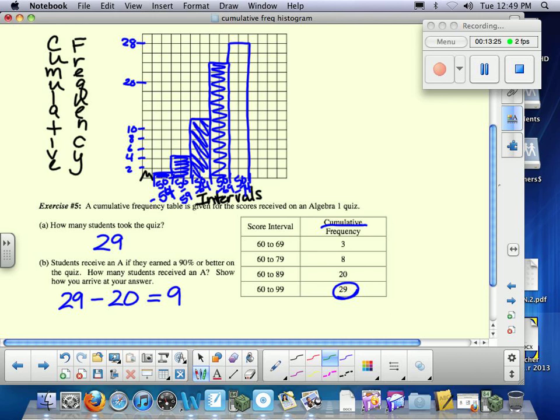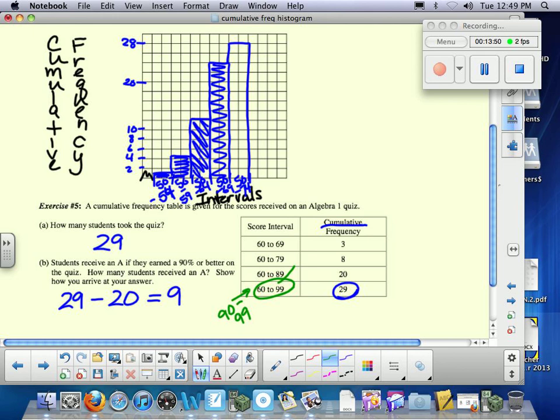So in other words, this interval stopped at 89, which means this interval is the 90 to 99, the kids who scored those grades, 90 to 99. So you're absolutely right. Those kids, the additional students that are coming in this interval, will be the ones who got their A. Nice work.